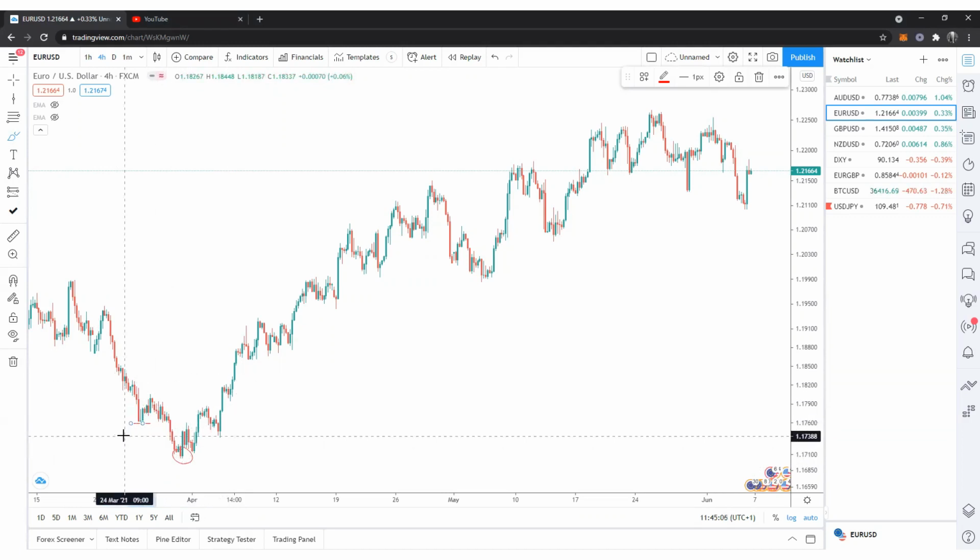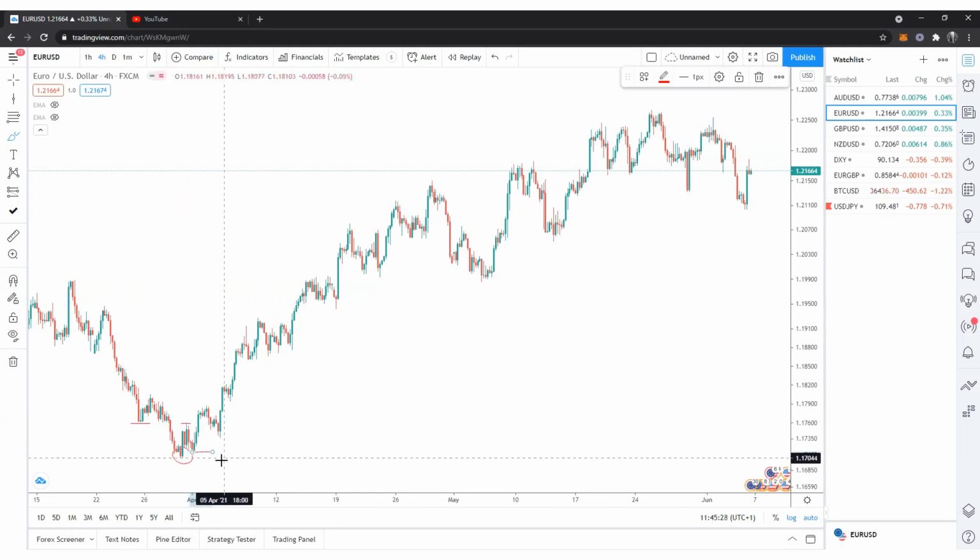To identify market structure, look at where it's going. We can see that really it hasn't changed direction yet. It's still a lower high, because it is lower than the previous high, which is that point there. So market structure looks to be continuing here.